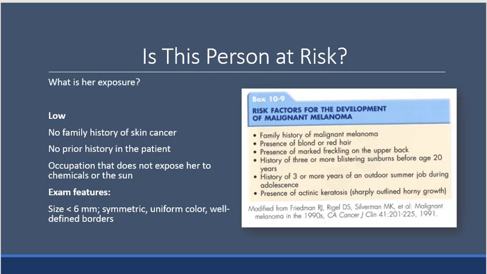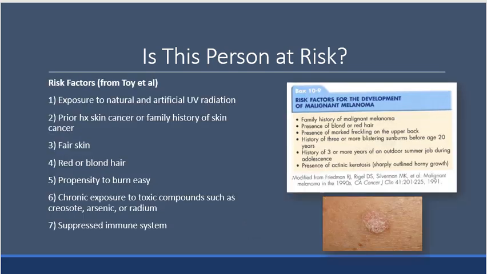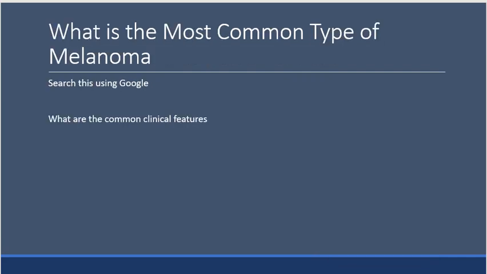We see the risk factors there. And again, exam features, the features of this individual's mole are not suggestive of something concerning. There's some additional risk factors there from Toy et al. Pretty much the same as those risk factors in box 1019. Just interesting that chronic exposure to toxic compounds can potentially increase the risk as well as a suppressed immune system.